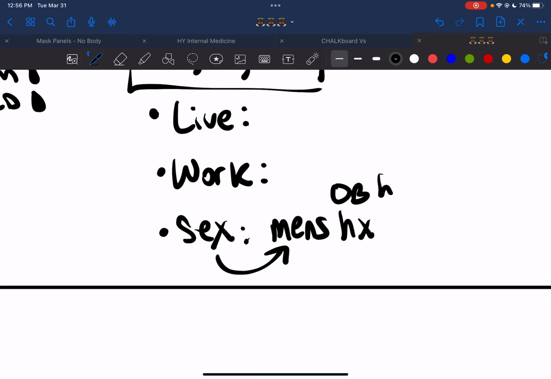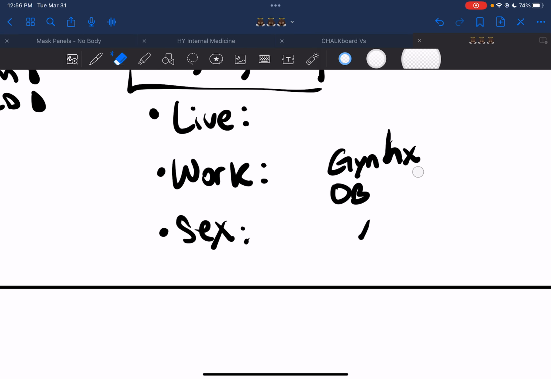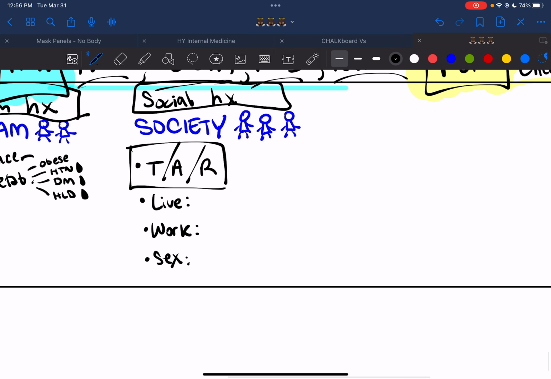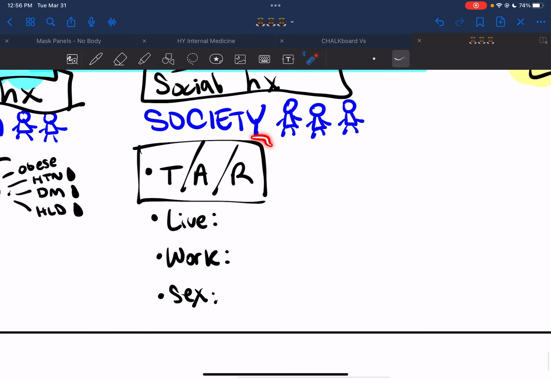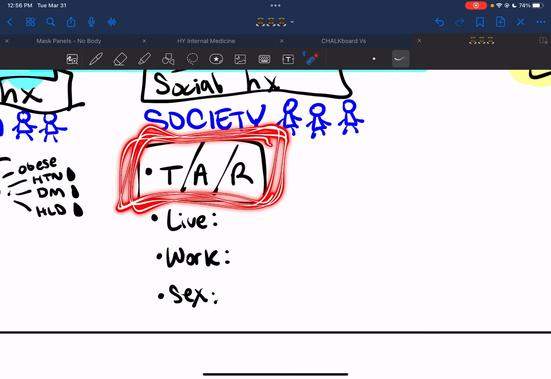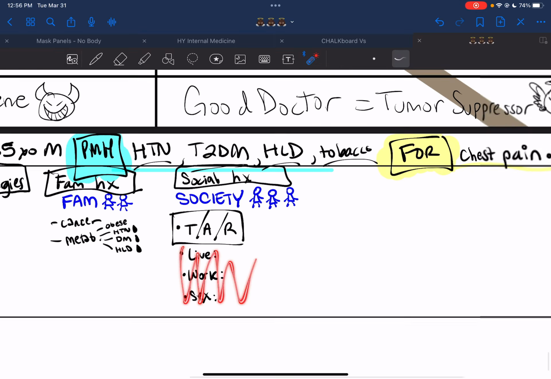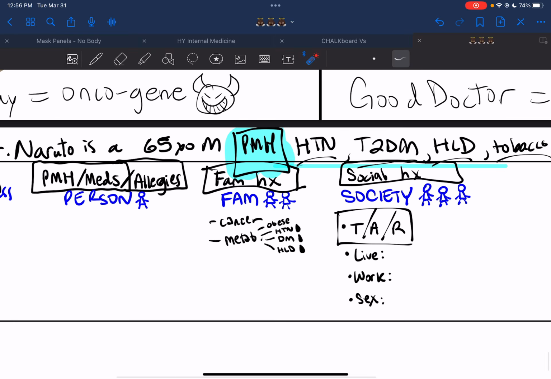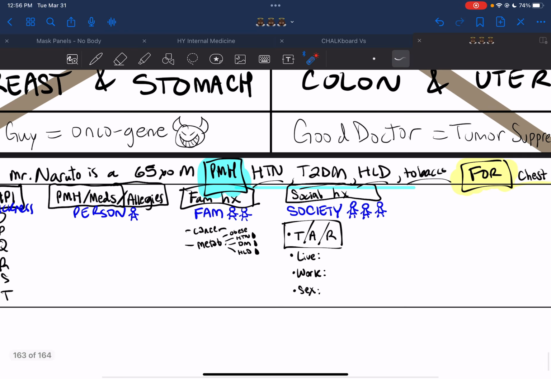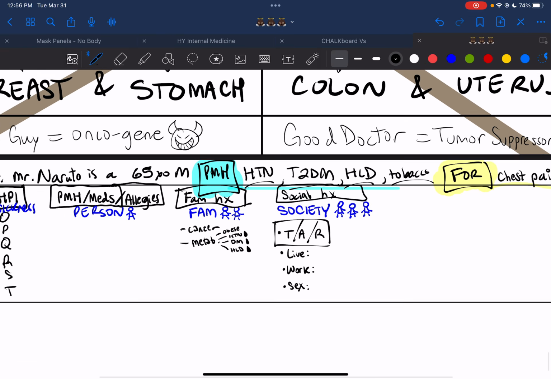Maybe OB history. Have you had kids? GYN history. Have you ever had abnormal pap smear, vaginal cancer, cervical cancer, stuff like that? But the main part of this that I always ask is the tobacco, alcohol, recreational drugs. These other parts, depending on the vibe and the context, you might want to ask about it. So family history is short. What conditions does your family have? Social history is short. Do you use drugs? They're pretty short, and then you could go longer if you want to.